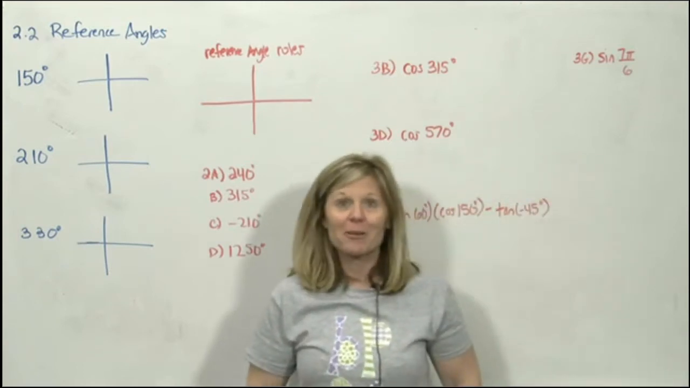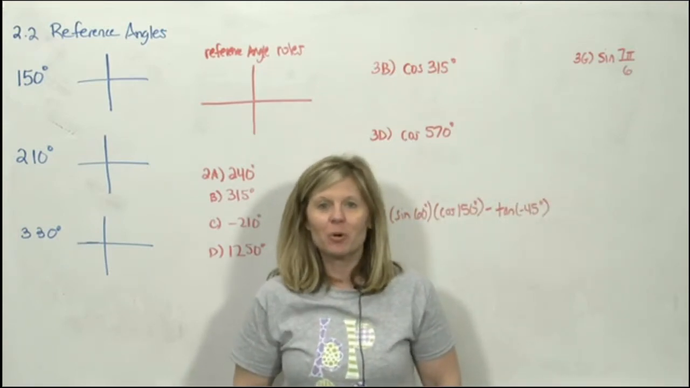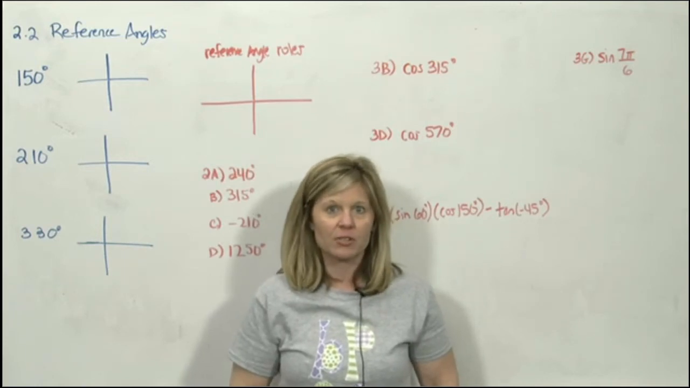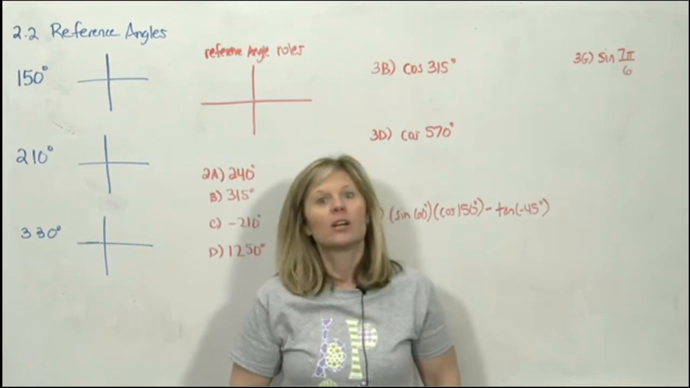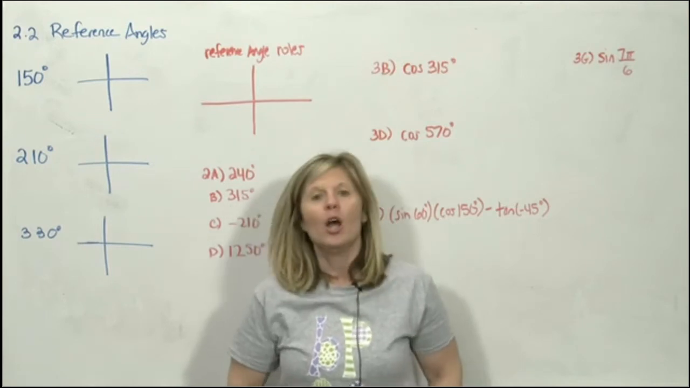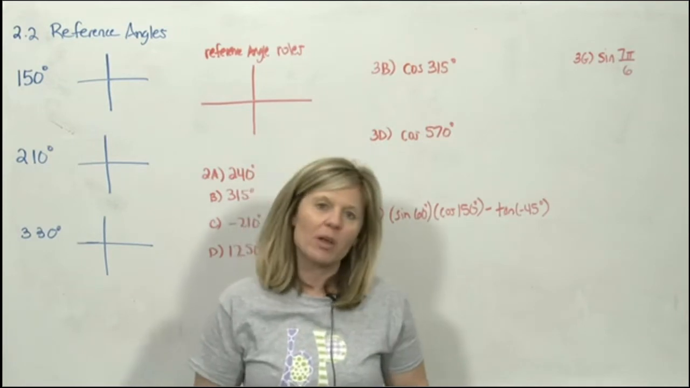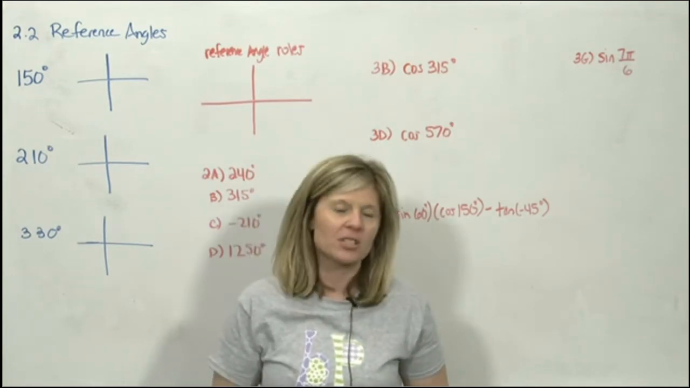Okay guys, are you ready for some more fun? So here's where we're at. We have now learned the 6 trig definitions: sine, cosine, tangent, cosecant, secant, cotangent. We have learned that, depending on what quadrant the right triangle is drawn in, the answer for the trig function is positive or negative.